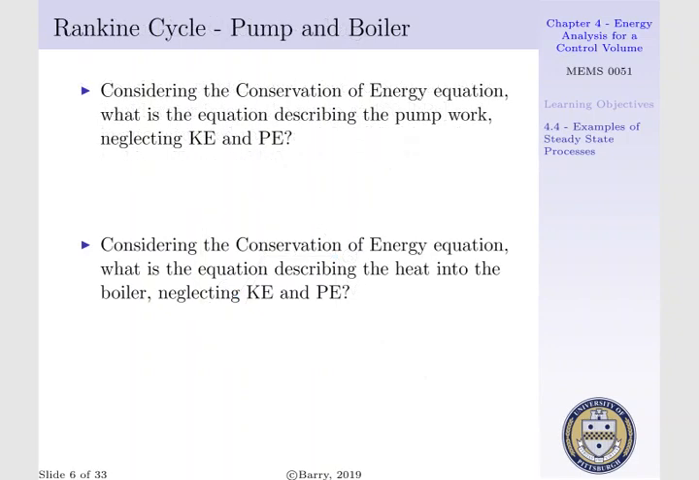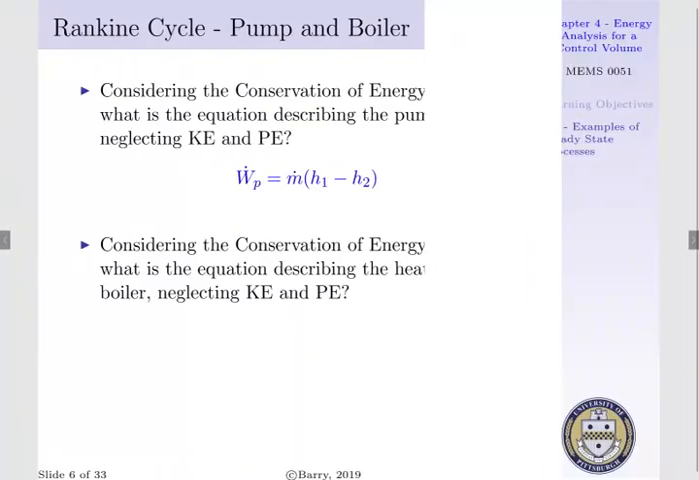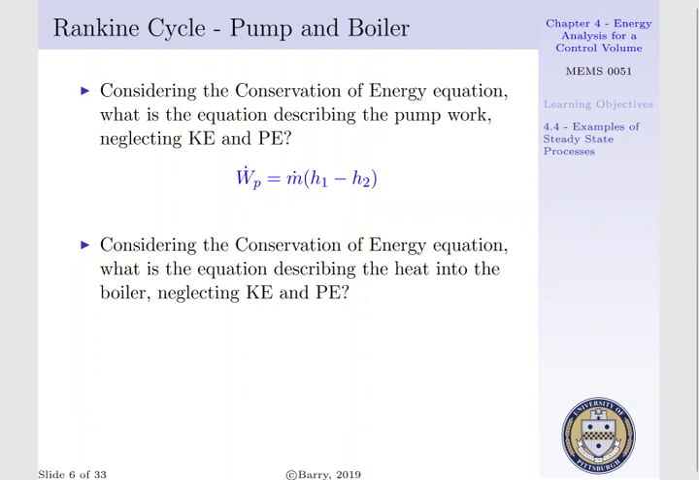Considering the conservation of energy equation, if we neglect kinetic and potential energy, our pump work can be described as our mass flow rate times the difference of enthalpies between state 1 and state 2. That is, W.pump is equal to our mass flow rate times the quantity H1 less H2. Now this is a negative quantity, indicating that we have to supply work into our system. Now if we apply the conservation of energy equation to the boiler, neglecting kinetic and potential energy, we see our heat input, Q.boiler, would be equal to our mass flow rate times the difference of enthalpies between state 3 and state 2.